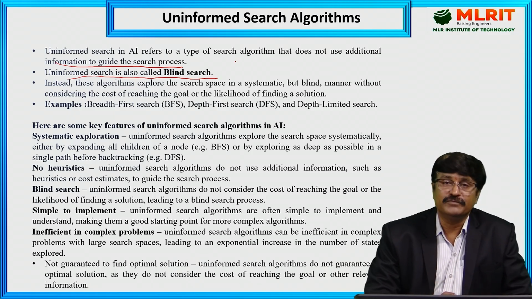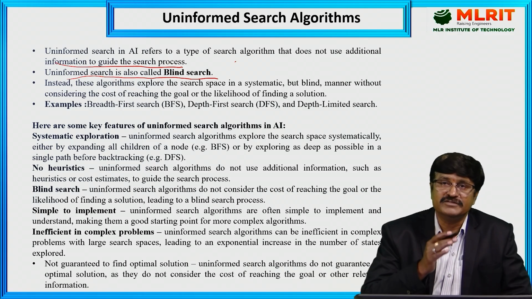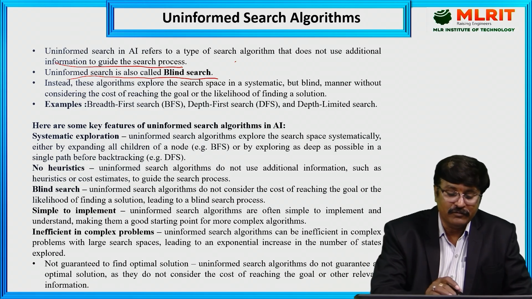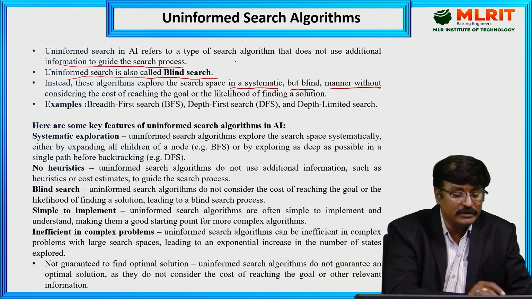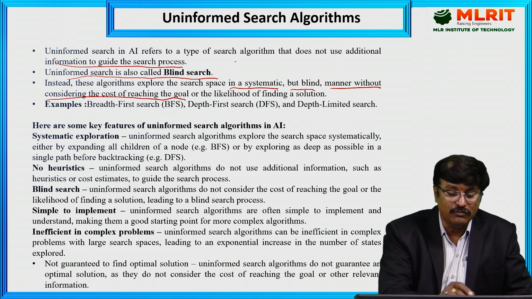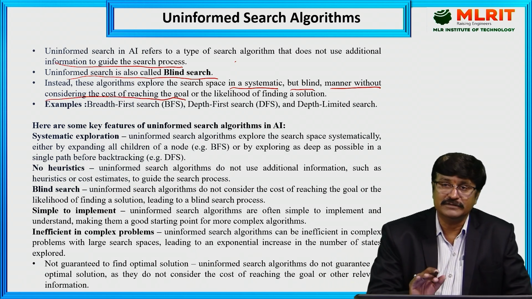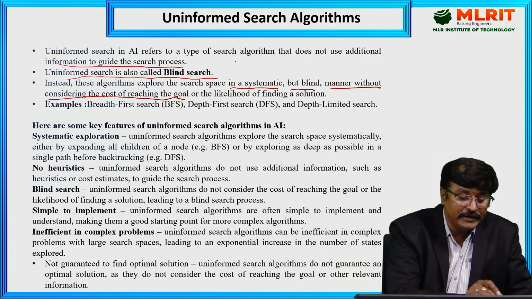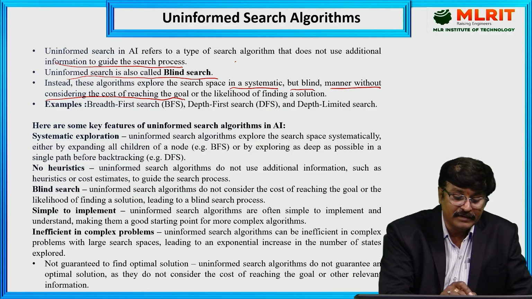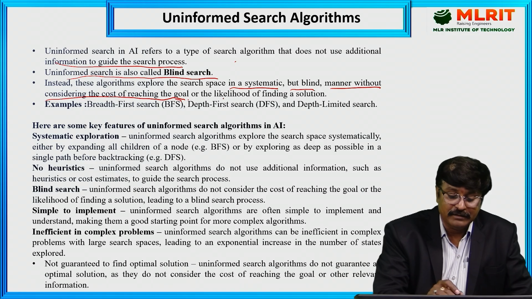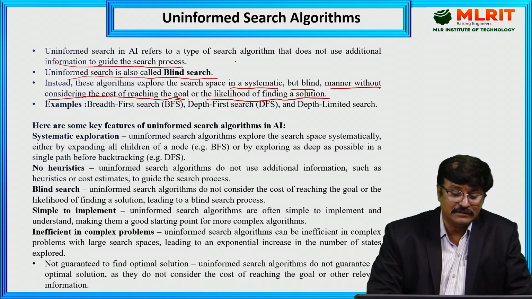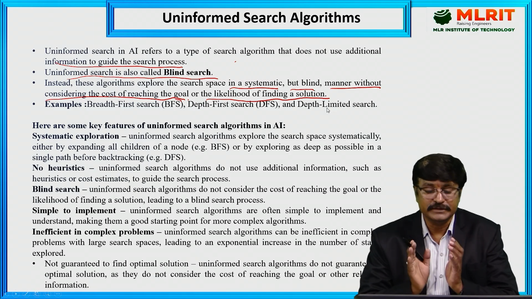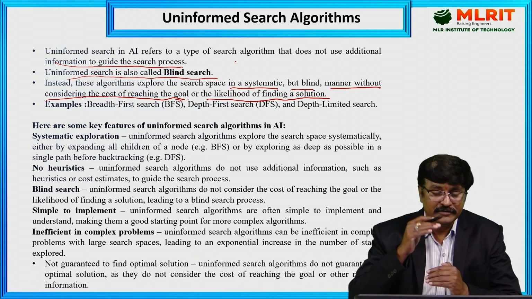These algorithms explore the search space in a systematic way. We follow one systematic way, but in a blind manner, without considering the cost of reaching the goal, because we are not considering the path cost; we don't know it. So we are blindly moving in a systematic way to reach the goal. That is the main thing, and also the likelihood of finding a solution is not considered. It doesn't have any information about the goal state, so we start in a systematic way and reach the goal.